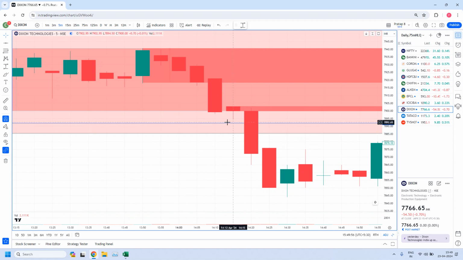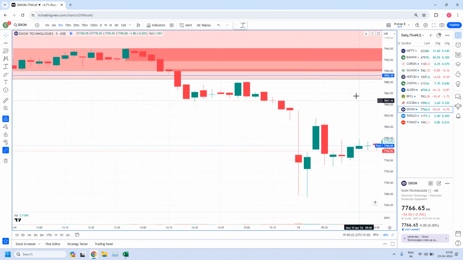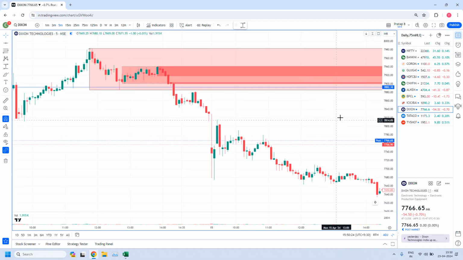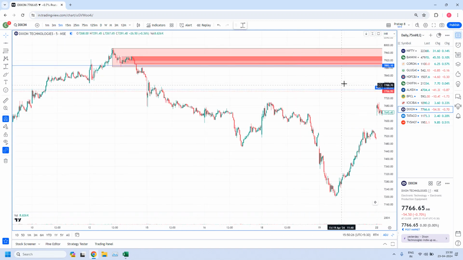And this is the type 2 entry buffer. Just as we suggested in our training videos, 0.1%, maximum 0.1% you can use. So exactly 0.1%, this is the value I have given, that is 7892.10. See, today prices entered into that area. We got an entry.